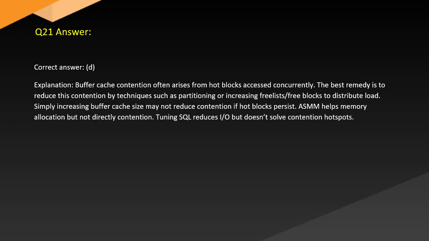Answer. Correct answer, D. Explanation. Buffer cache contention often arises from hot blocks accessed concurrently. The best remedy is to reduce this contention by techniques such as partitioning or increasing free lists, free blocks, to distribute load. Simply increasing buffer cache size may not reduce contention if hot blocks persist. ASMM helps memory allocation but not directly contention. Tuning SQL reduces I/O but doesn't solve contention hotspots.